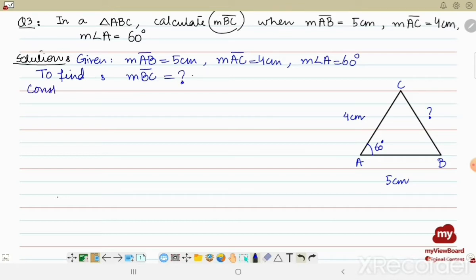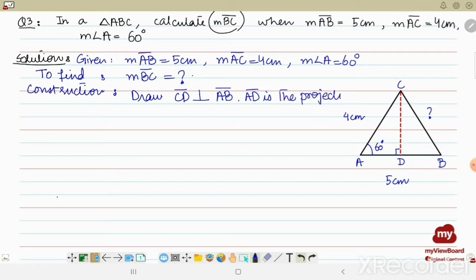Let's do some constructions. It is an acute angle given to us, so it is an acute angle triangle. So we'll be drawing the projection. Let us draw the projection. So from C we'll be drawing CD on AB. So this is going to be CD. So draw CD, which is going to be perpendicular on AB, right? So this is going to be of 90 degree. So that AD is the, you can say AD is the projection. Projection of which side is it? AD is the projection of AC on AB, right?